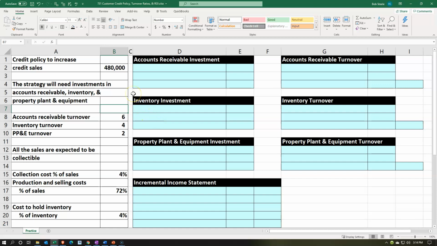We have our information on the left-hand side. We're going to put that into the blue area into our worksheet on the right-hand side. We're going to have a credit policy to increase credit sales. We're adjusting our customer credit policy in such a way that we think it will increase credit sales by $480,000. So we're going to say $480,000 increase.